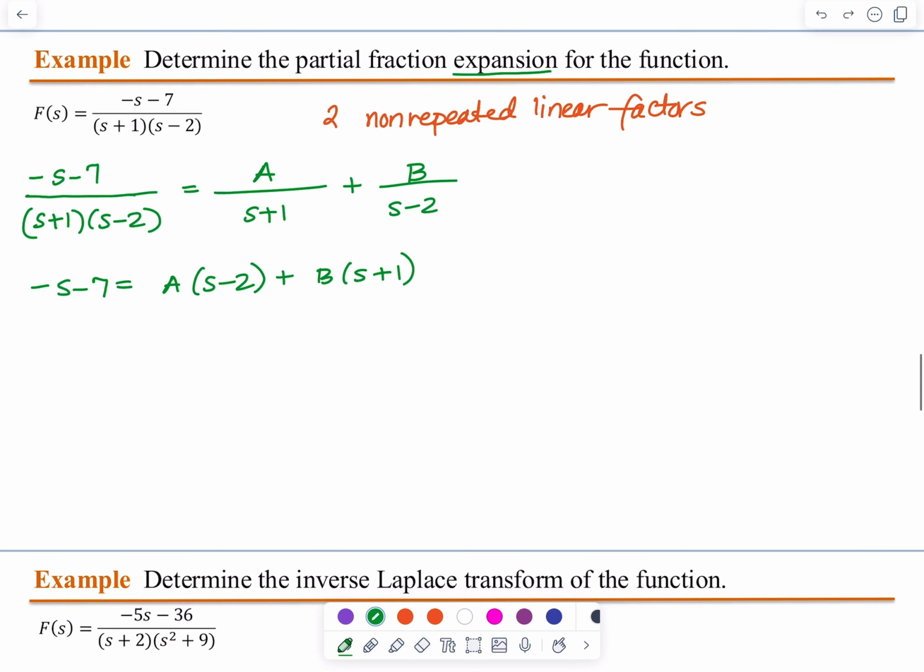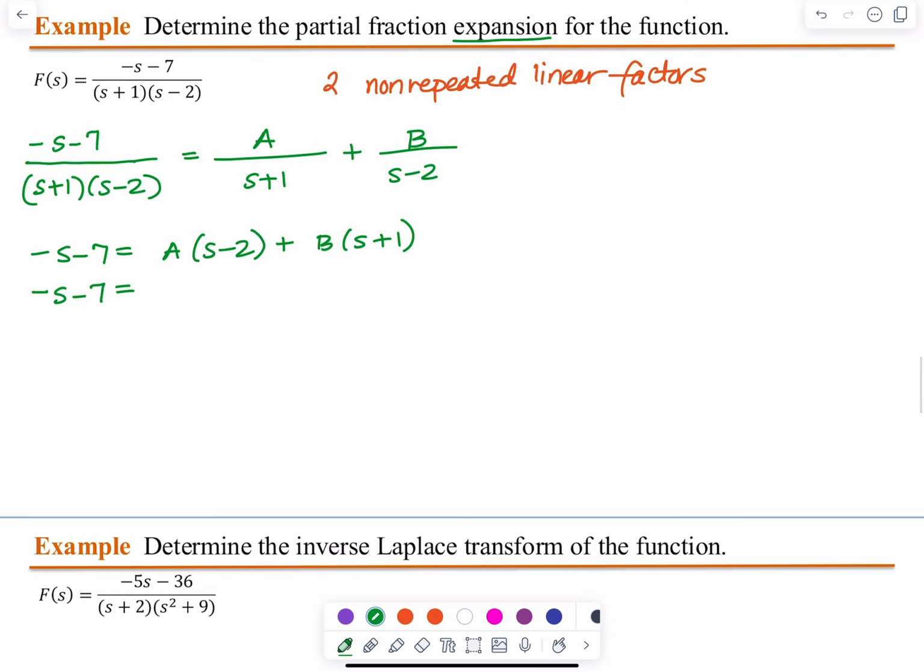So what I like to do is I like to say that negative s minus 7, when s is equal to 2, whoops, I forgot to put that. Since these are polynomials, of course, the domain is all reals. So we're going to let s equal 2. And there are several ways you can do this. If you already have a method, that is just fine. So that is going to be a times 2 minus 2. Of course, that's going to be 0 plus b times 2 plus 1. Okay, and we will simplify this later.